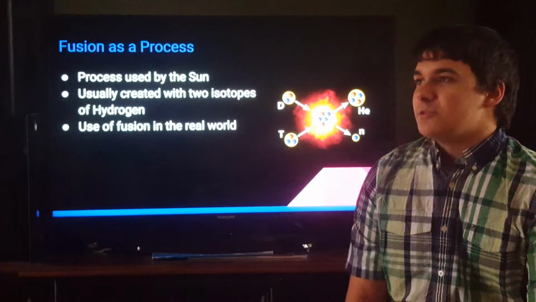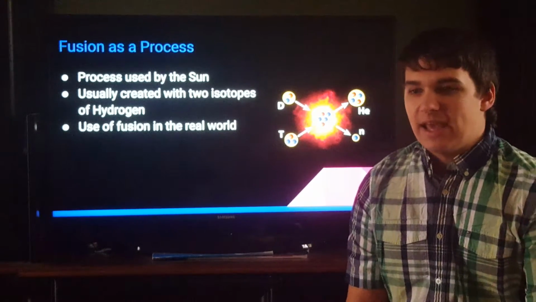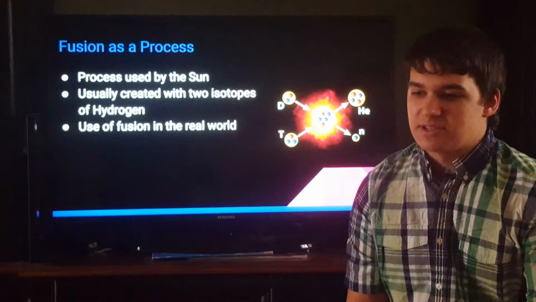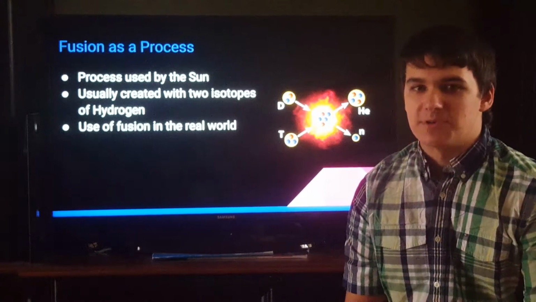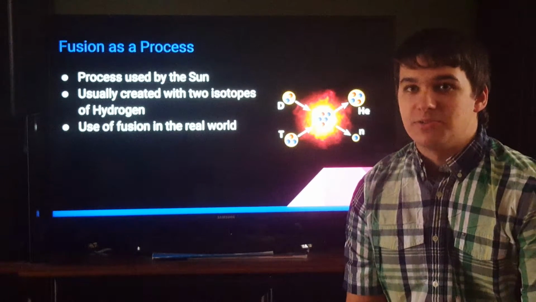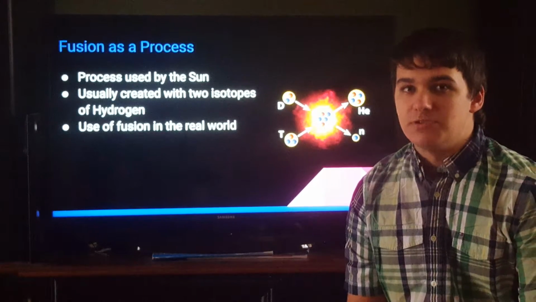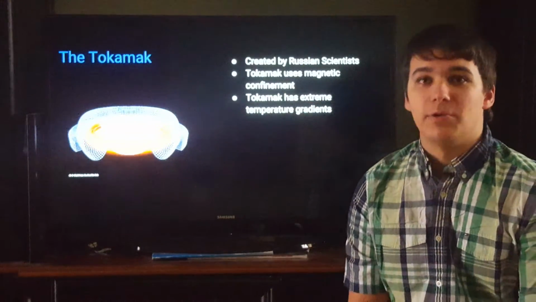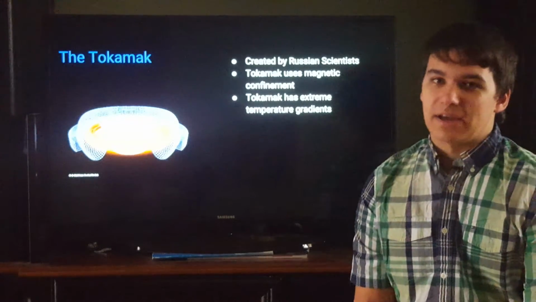The purpose of fusion in the real world is to create energy, and this energy could be a near infinite amount, which is a great source of energy. The whole world could be run on fusion if we were able to find a sustainable, usable fusion reaction. So the first reactor we're going to be going over is the tokamak reactor.